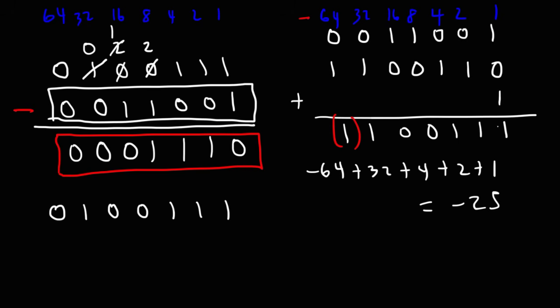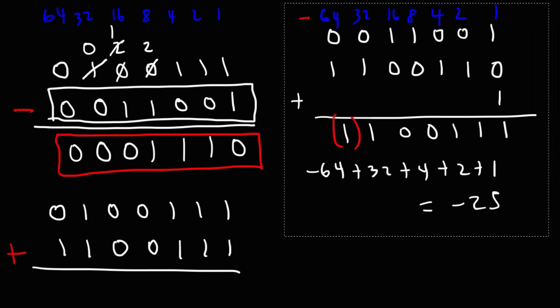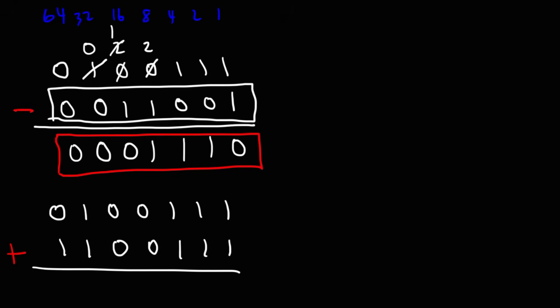So now I'm going to take this binary number and put it beneath this one. So that's 1, 1, 0, 0, 1, 1, 1. And now we're not going to subtract, but we're going to add. So remember, the top number is positive 39. The bottom number is negative 25. And we're adding, which is a nice way to do subtraction.